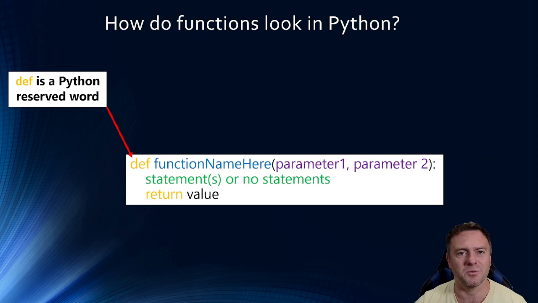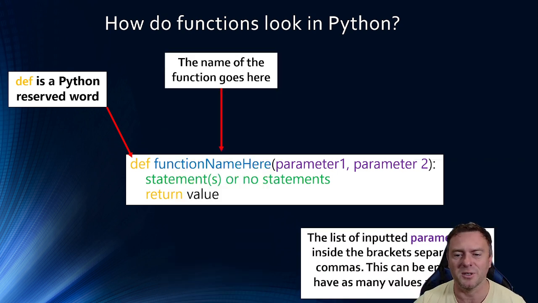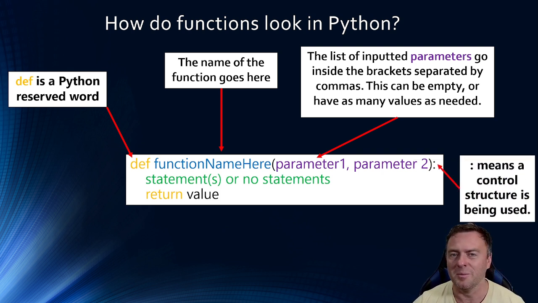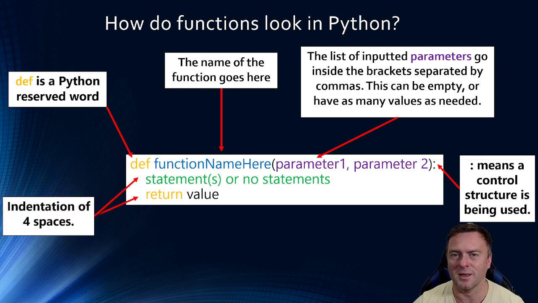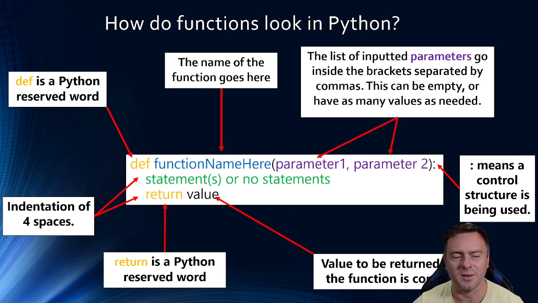So def is one of those reserved words in Python. So that's like the holy word in Python. The name of the function goes there. The list of all the inputted parameters goes inside the brackets. And this can be empty as well, so you don't necessarily need to put anything into the function. Snaky byte means the control structure has been used. Anything underneath def needs to be indented to show that it's part of that define. And then the return word is a reserved word in Python. And that value is going to be returned at the end.